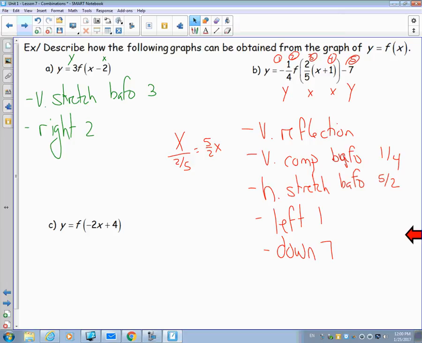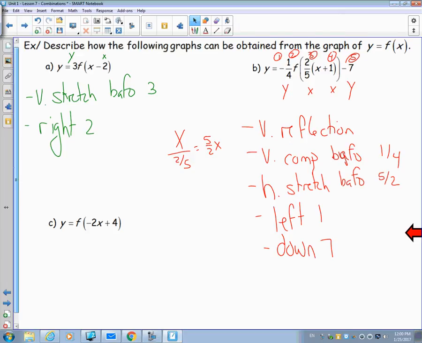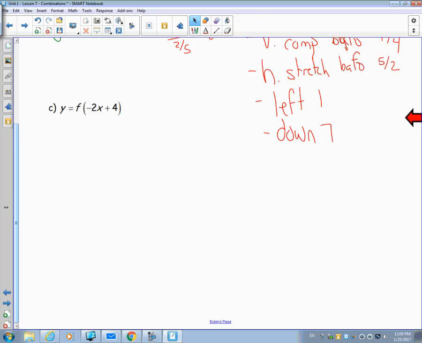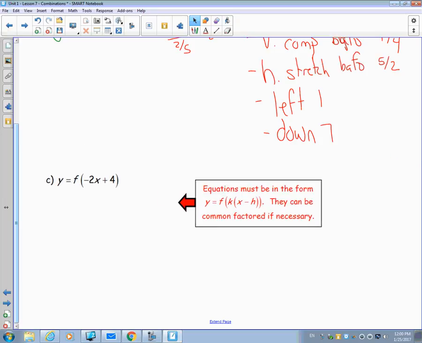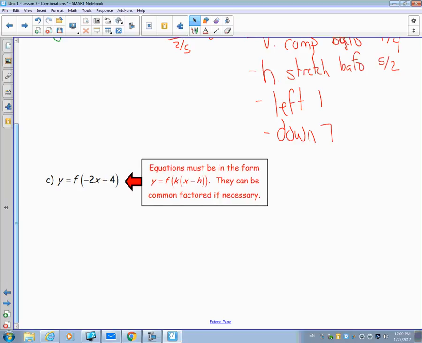And let's look at letter C. Now C's got a trick to it. Before you even worry about trying to figure out what's going on, C is not in the right format. Equations must be in the form y equals f, and then I need to have one operation per bracket. The k and the h have to be in separate brackets. If they're not, like this one has a k and an h in the same bracket, you have to factor. In particular, common factor.